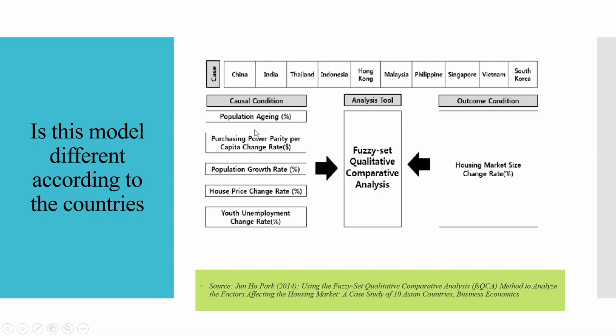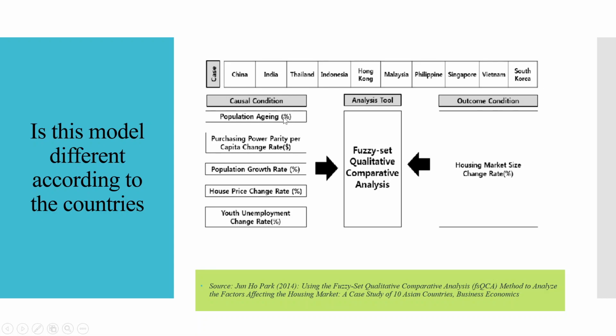The causal conditions are population aging, purchasing power parity per capita change rate, population growth rate, house price change rate, and youth employment. We are discussing one paper that uses the fsQCA qualitative comparative analysis method to analyze the factors affecting the housing market. So these are the causal conditions, and this is the outcome condition. Now, does this model hold good in different countries? So these are our cases.